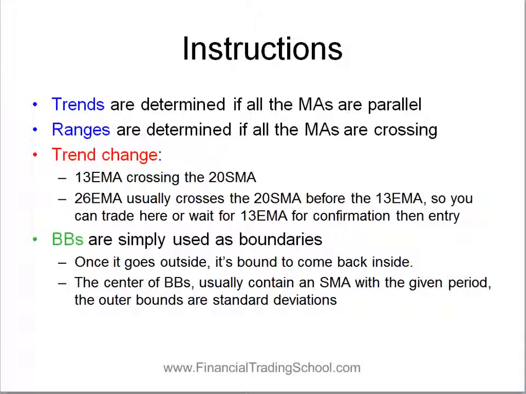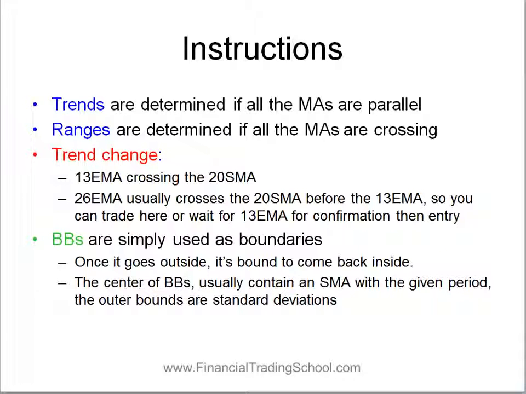Trends are determined if the MAs are parallel. So either the SMAs and the EMAs, if they're all parallel going in one direction, then it's a trend. Otherwise, it's a range if the MAs are crossing. So one goes up, the other one goes down, because the shorter and longer time frames are conflicting. So it's ranging. It's not in a single direction.